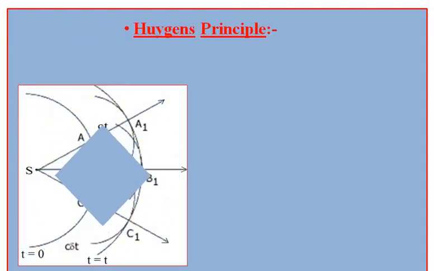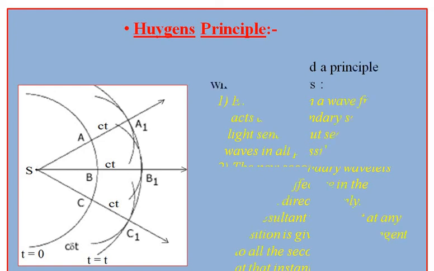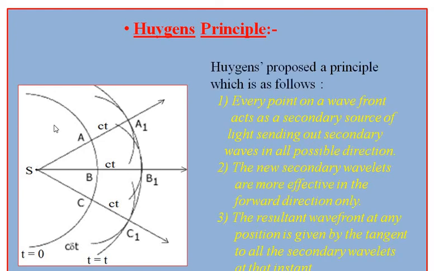Huygens principle. What is the Huygens principle? See the diagram here. We have taken one wavefront at time t equal to 0, where we have started to measure the time. So at time t equal to 0, we have a spherical wavefront. The points A, B, C are on this wavefront. Here S is the original source.